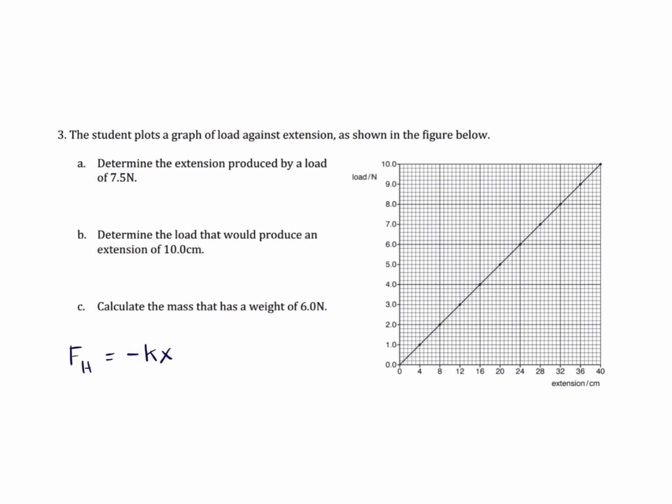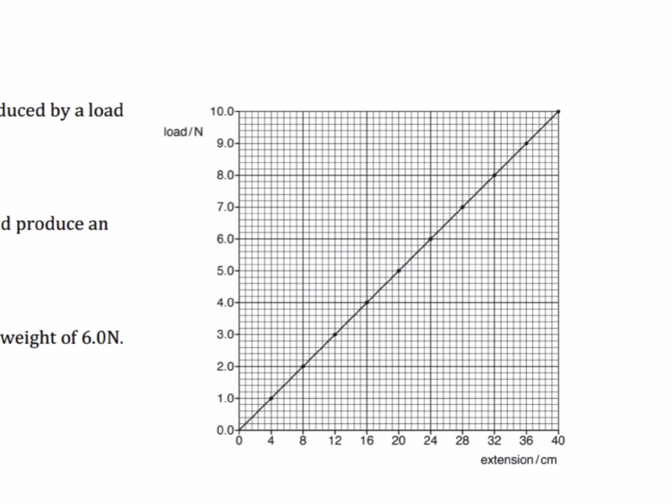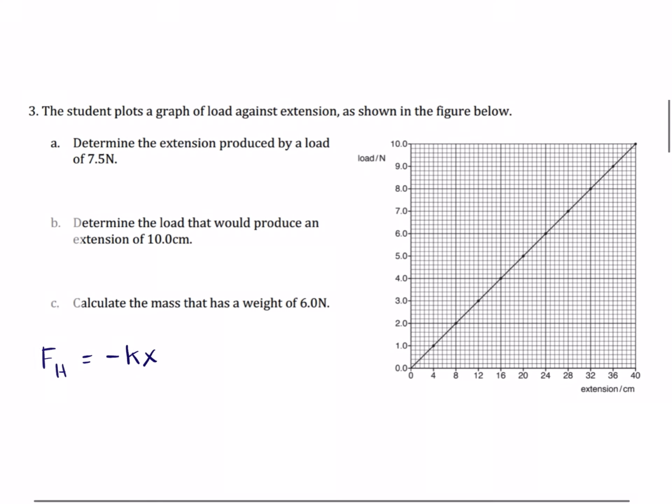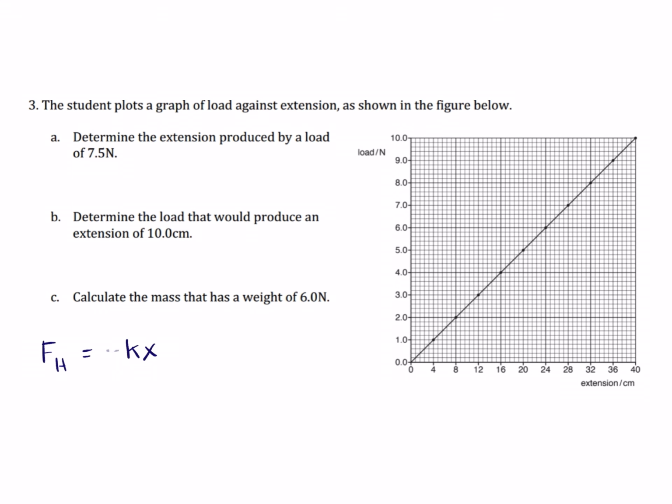So for example, if our load is, say, 1 Newton, that means the spring force is also equal to 1 Newton, but in the opposite direction. Since we would only be dealing with magnitude, we could just remove this negative sign, so we will use the equation: the spring force, or FH, the Hooke's law force, is equal to K times X, where K is your spring constant and X is the extension. So let me just label that.